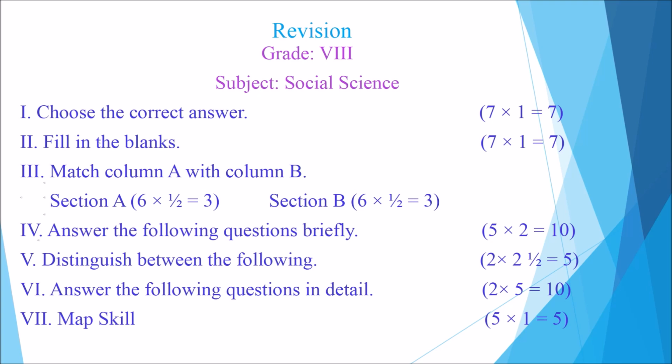Roman letter 7, map skill. Here you will get 5 areas. Students, first you have to locate and mark the areas correctly. For each correct answer, you will get 1 mark. So totally 5 marks for map skill.